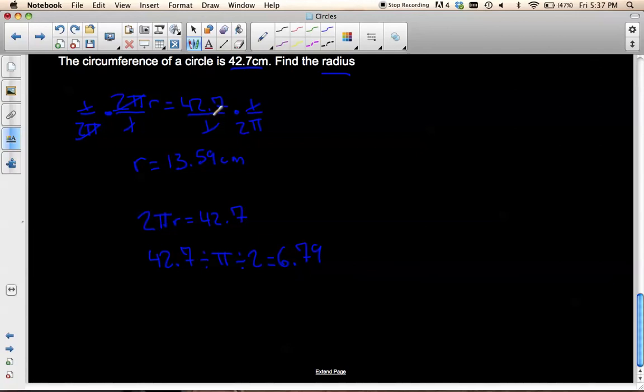Now what's the difference between here and here? What mistake did I make? Try and see if you can find it. Think about it. Here I did 42.7 divided by pi and divided by 2 and I got 6.79. Here I have 13.59 as my radius. So the important thing that I left out was I only divided by pi. You have to make sure that you divide by 2 and pi. So here I only divided by pi. If I divided by 2 and pi, I would have also gotten 6.79. So make sure when you do the reciprocal, you don't just divide by pi or divide by 2. This is together, it's 2 pi.